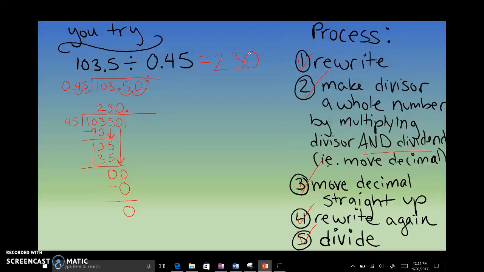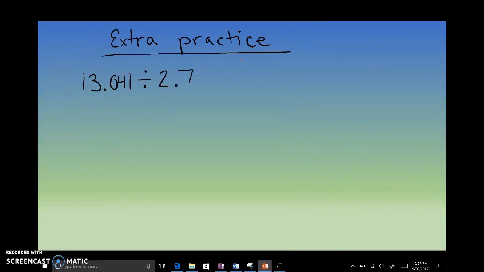If you didn't get that right, try it again by yourself and then check your work one more time. Here is some extra practice for you to do individually as well. Double check your answer with a calculator, use compatible numbers to estimate, and then see if you can get the right answer.